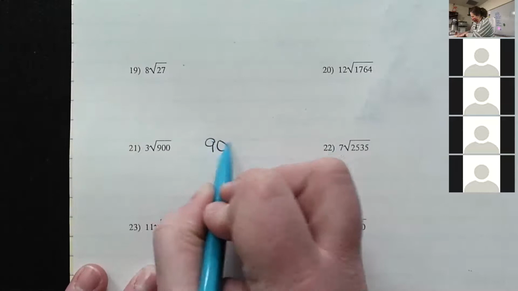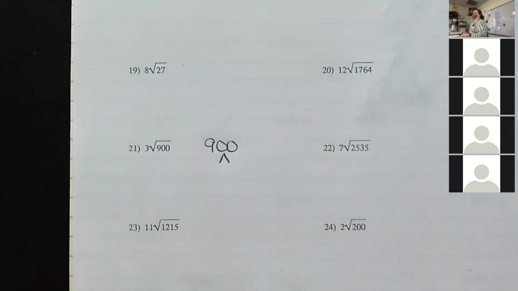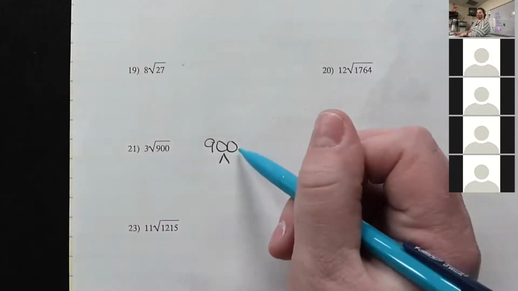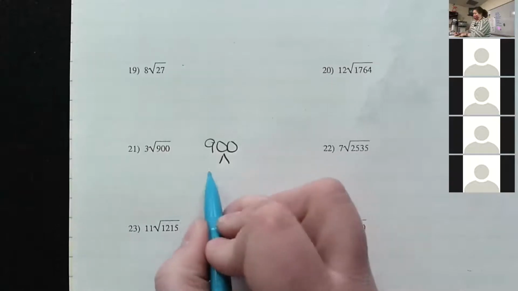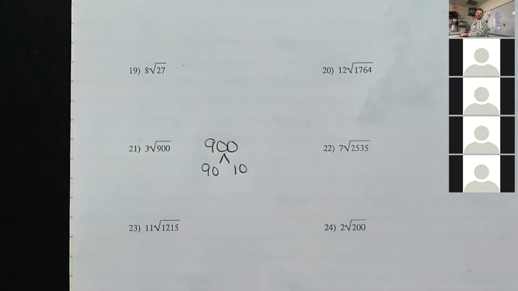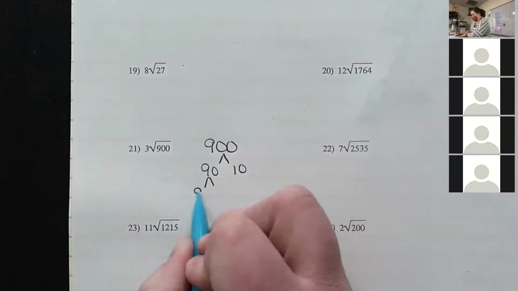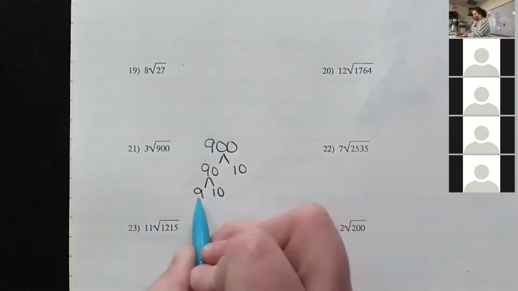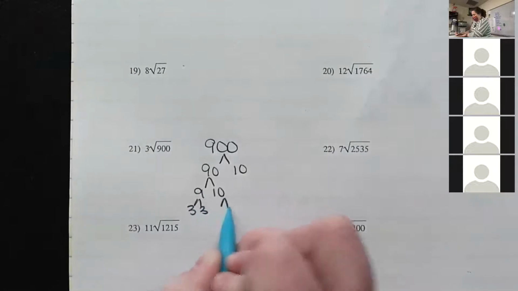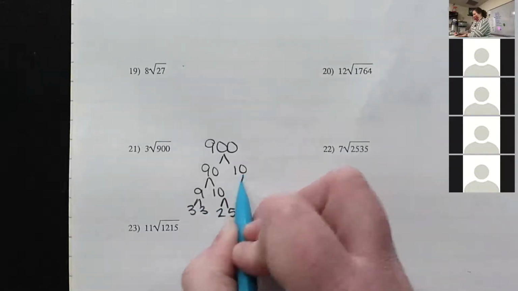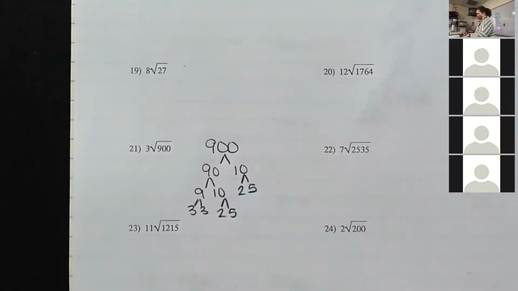This 900. It is divisible by 5, true, and it is divisible by 10 also, because if it ends in a 0, it's divisible by 10. So I would do 90 and 10, just because it's nice. I don't know, why not? And then 90 is 9 and 10. Then I can break down 9, 3 and 3, and 10, 2 and 5.